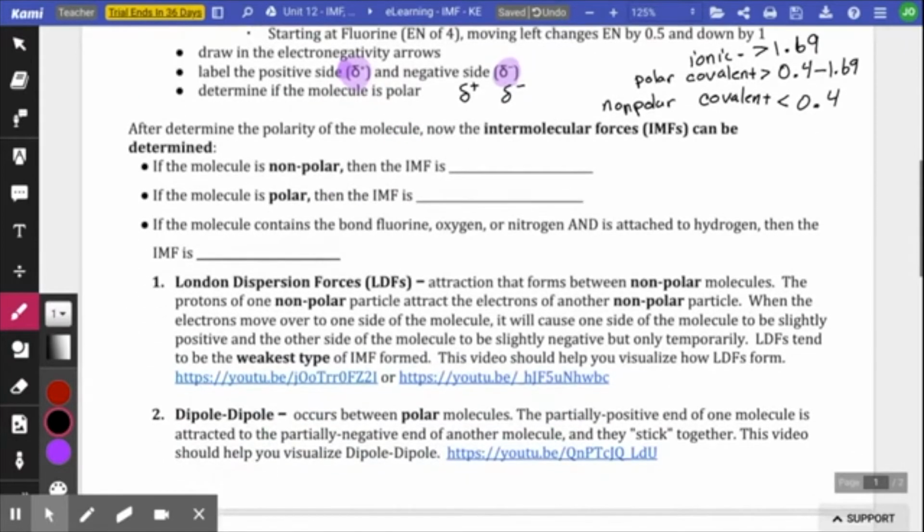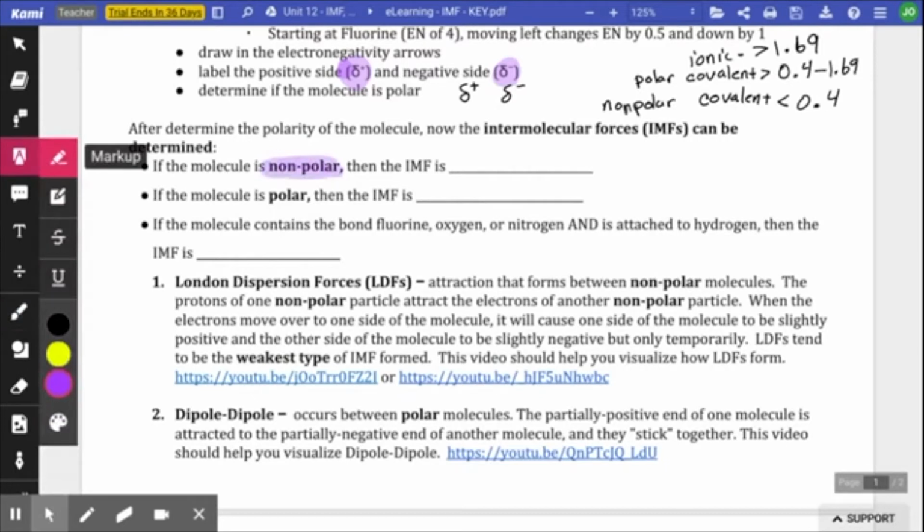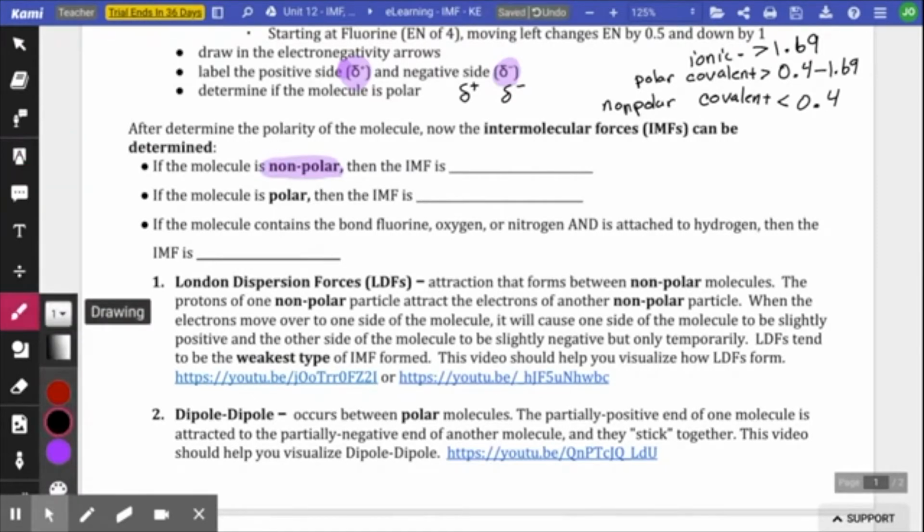All right. So let's actually talk about some ways that you can recognize your intermolecular forces. So an easy way to immediately know what type of intermolecular force is at play is if you see that that molecule is nonpolar. If it's nonpolar, the only type of IMF that's involved is going to be your London dispersion force, your LDF. That's the only type that's nonpolar. So if you see that your molecule is nonpolar, you automatically know that that's going to be an LDF.